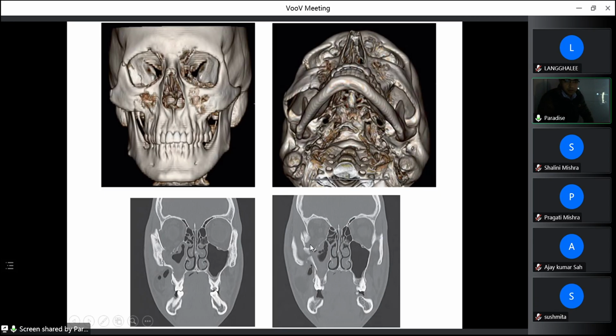Again, same thing, the zygomatic bone is fractured completely, orbital floor is also fractured, orbital content has been extruded into the maxillary sinus. The maxillary sinus is also filled with blood. On the left side, this is normal.